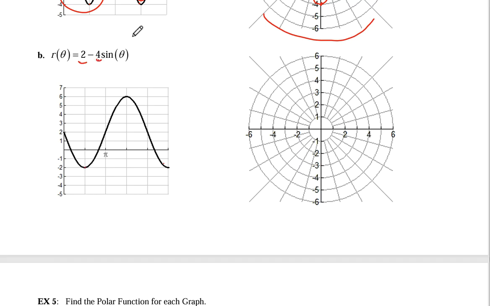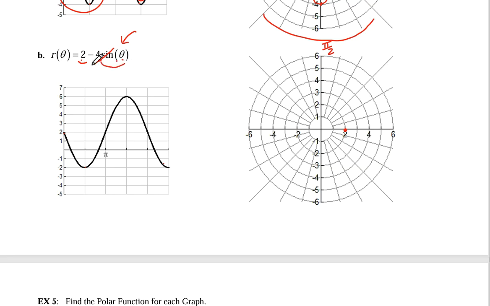So starting off, if you start off at 0, sine of 0 is 0, this whole part goes away and you're dealing with 2, and you can see that on your graph right here. But say that you didn't have your rectangular graph and you wanted to figure out where you were quadrantally. So at 0, that all goes away, you start at 2. There's where you're at.